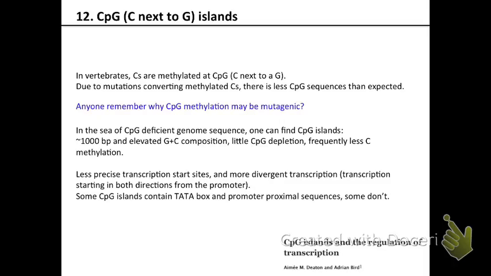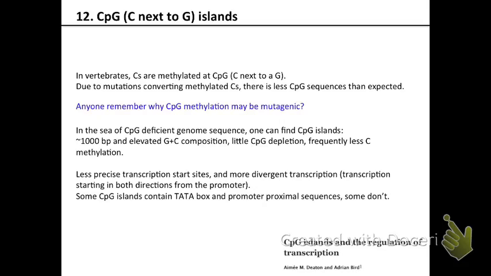So they act as promoters, but they have less precise transcription start sites. For a lot of the TATA-containing promoters, the transcription start site is exact. Usually there's one start site, that's where the transcription starts. For CpG-containing promoters, the transcription start site is less exact. That means there will be multiple transcription start sites at the promoter. There is also divergent transcription.